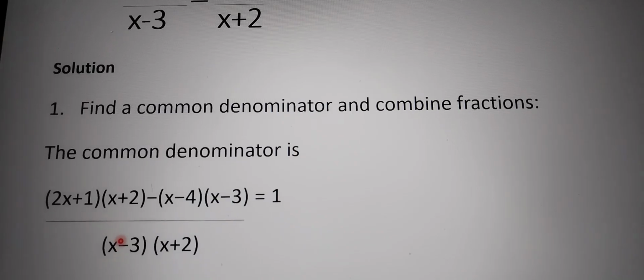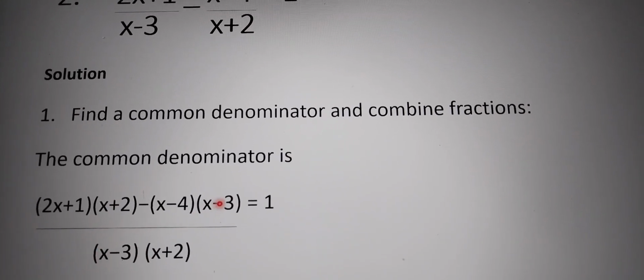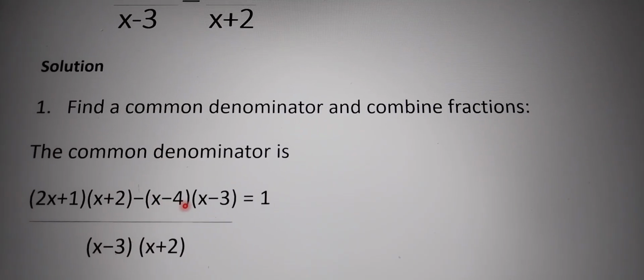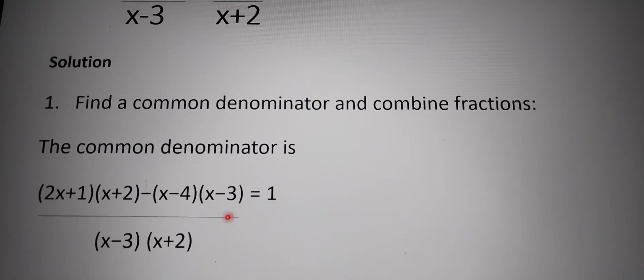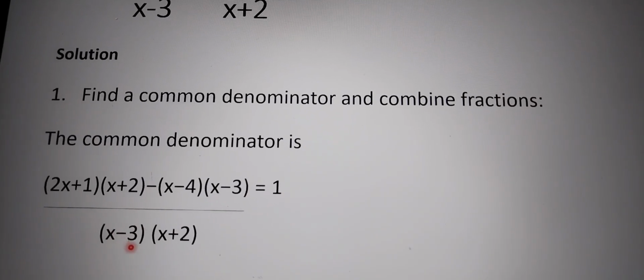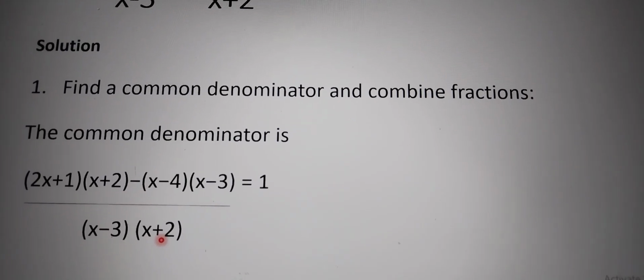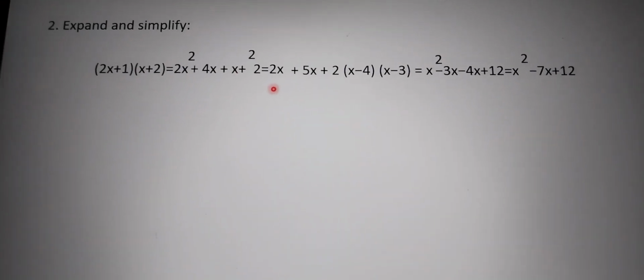So we don't have to add anything, because this is going to cancel out this, and this one can be cancelled out by this, so no problems. Minus (x minus 4) in the bracket multiplied by another bracket which says (x minus 3) is equal to 1 over the whole (x minus 3) multiplied by (x plus 2). So now we expand and simplify, which means we're going to expand all of this and simplify it.